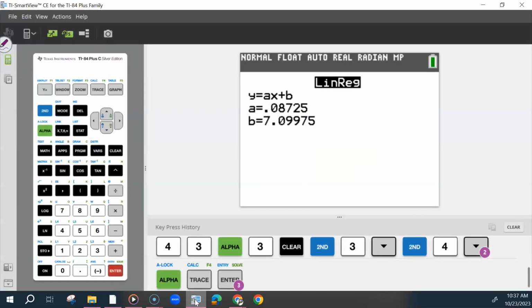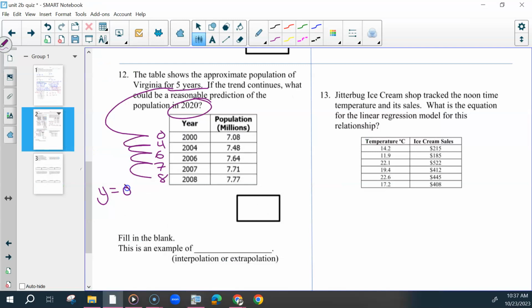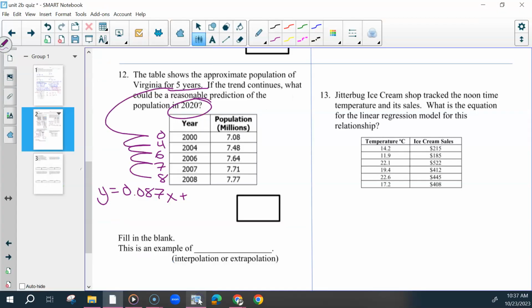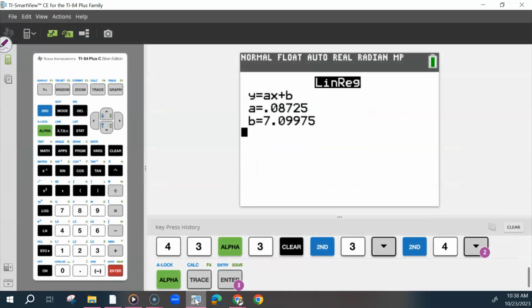So 0.087x plus 7.099. This would really round up to 7.10. Or you could have used all of them, either way. So that part was up to you. Right. 2020, that would be 20. So we would store 20 in for x.